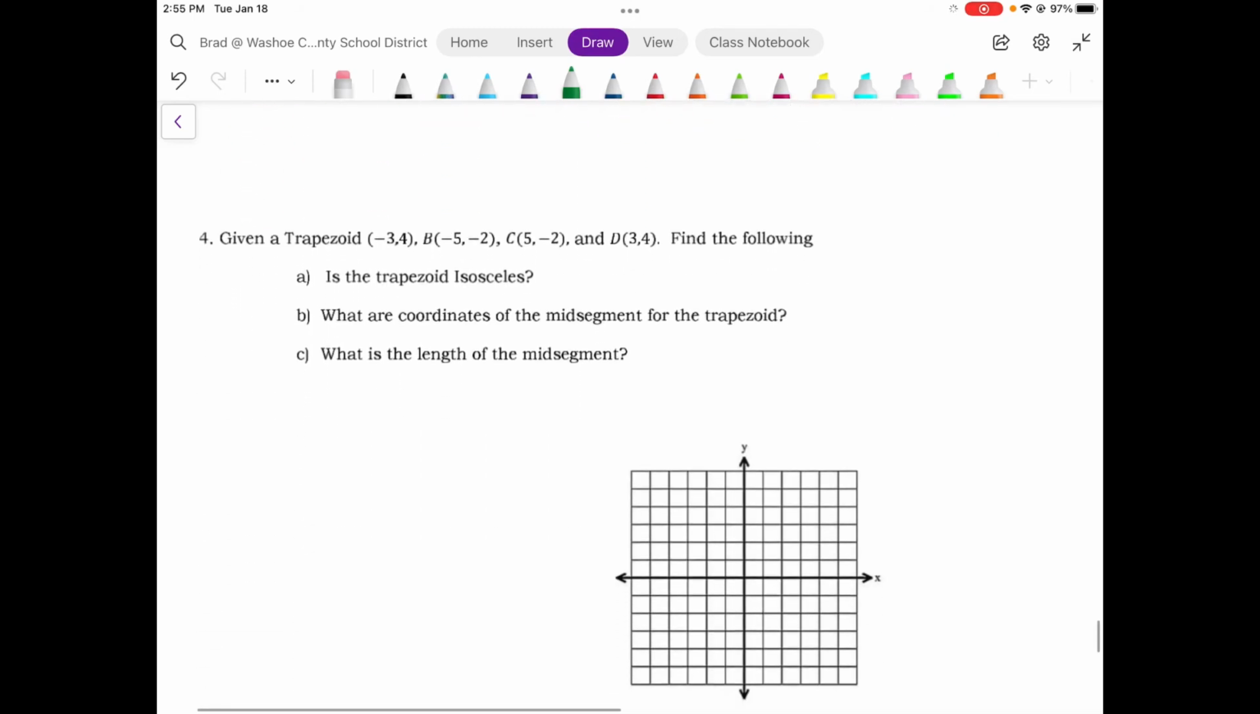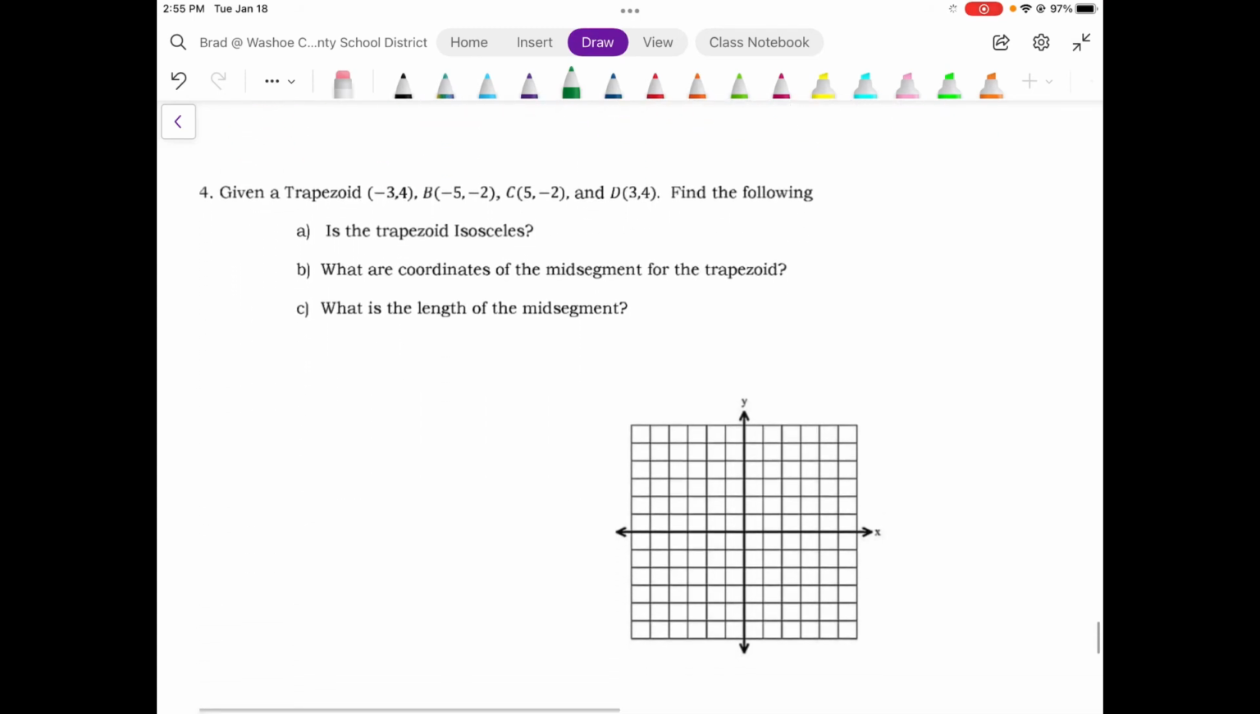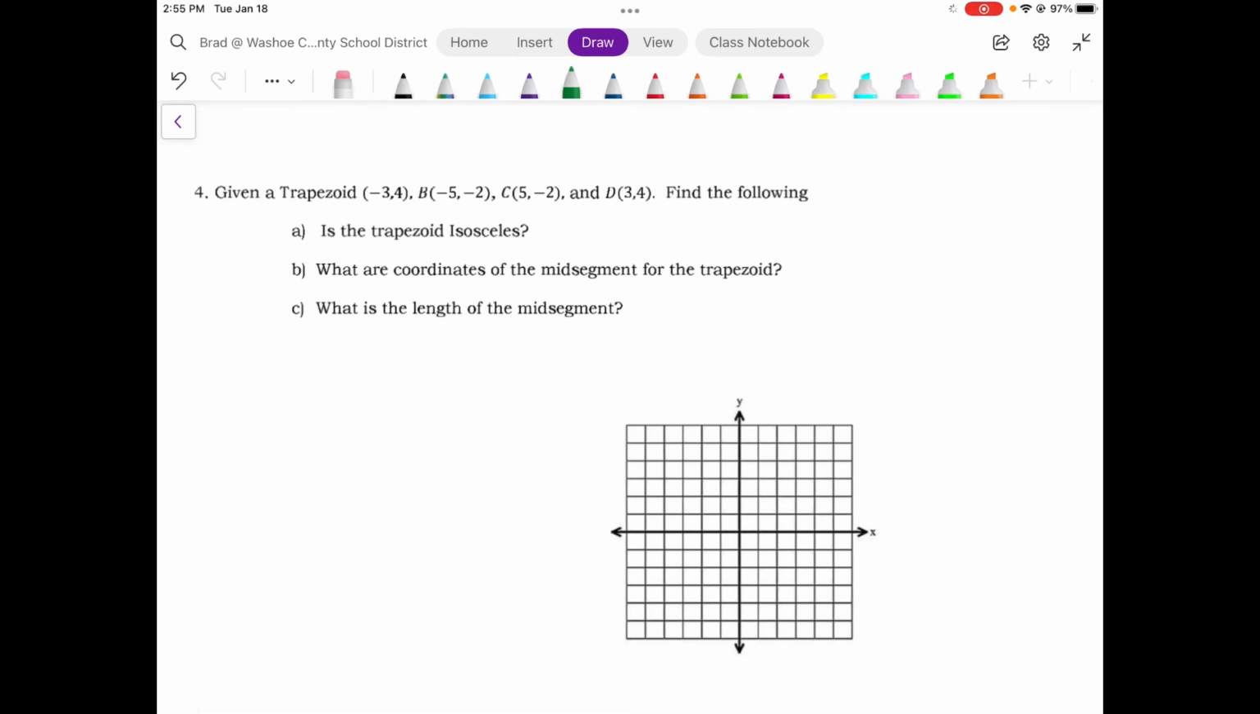Alrighty, in our last example here, we want to answer these questions. Is it an isosceles trapezoid? That means it's going to have congruent legs. And then it's going to ask what are the coordinates for the mid-segment. That's going to be our midpoint. And what is the length of our mid-segment? That's going to be the distance formula again. So we've got lots to do on this last one.